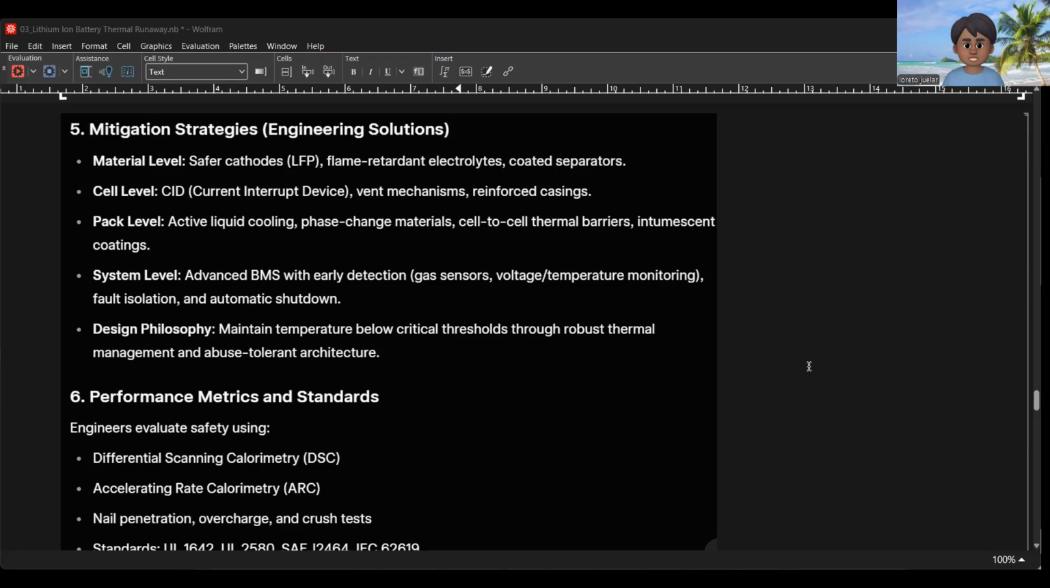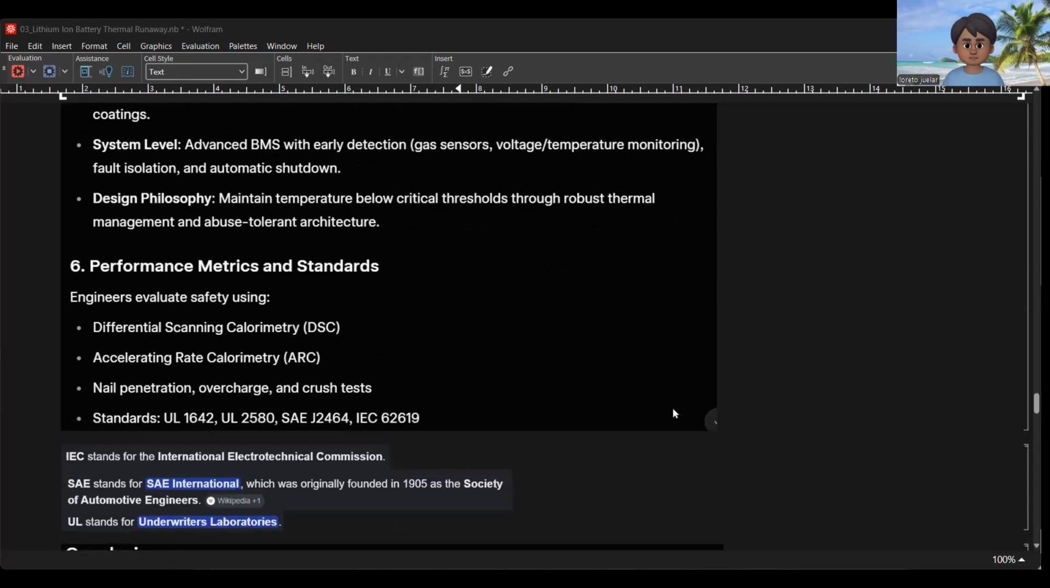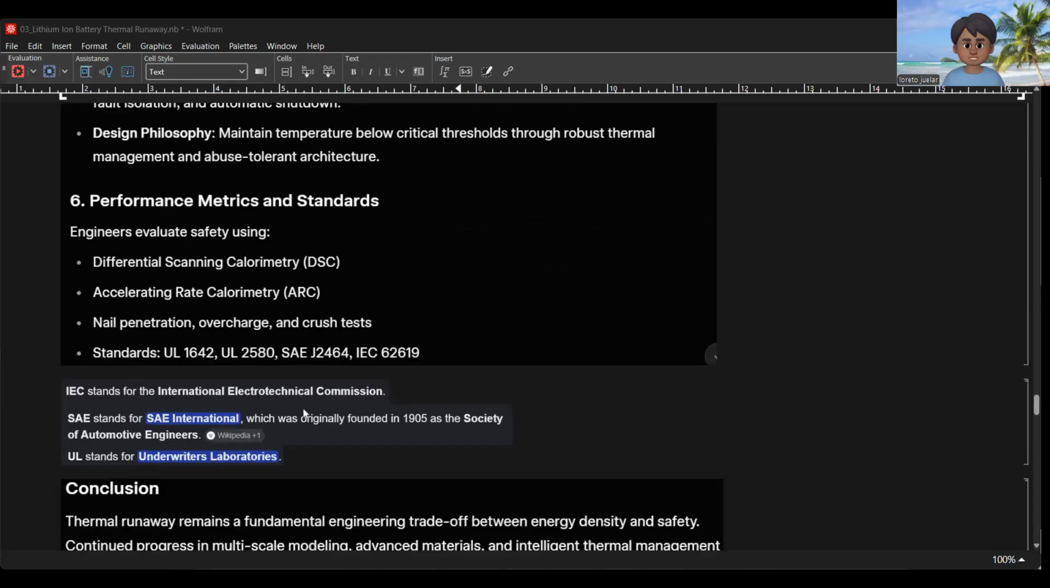Battery safety is evaluated using calorimetry tests, DSC, and ARC, abuse tests such as nail penetration, overcharge, and crash, and compliance with industry safety standards such as UL 1642, UL 2540, SAE J2464, and IEC 62619. IEC means International Electrotechnical Commission, SAE is the Society of Automotive Engineers, and UL stands for Underwriters Laboratories.